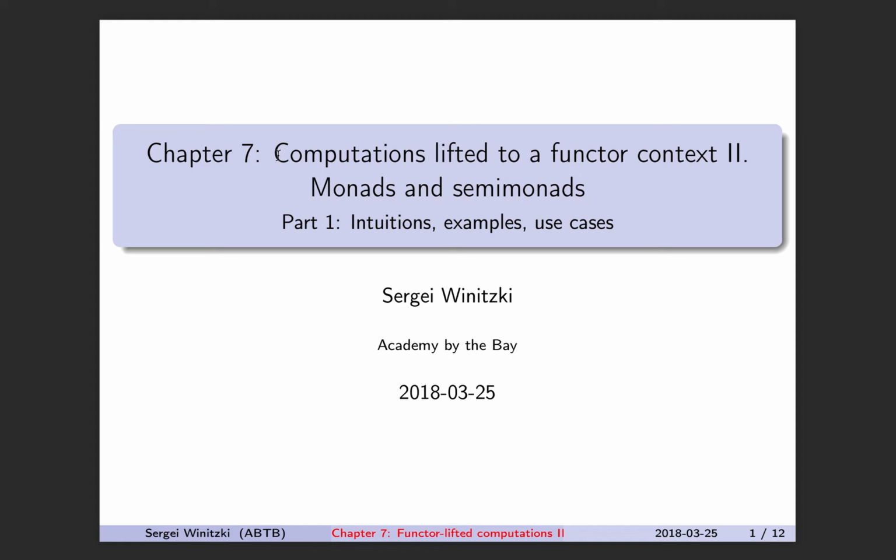The title of the chapter is Computations Lifted to a Functor Context, Part 2, because this continues what was happening in Chapter 6, where we used a filterable functor to perform computations using functor blocks. And we reasoned about these computations using properties of the functor block. We will continue this reasoning for monads.